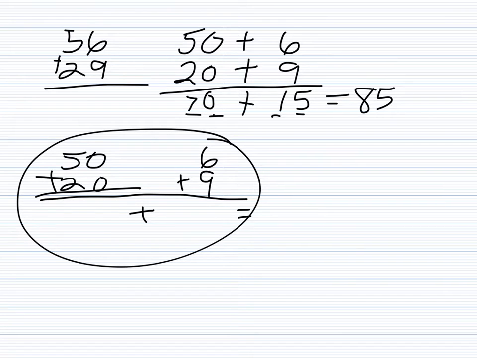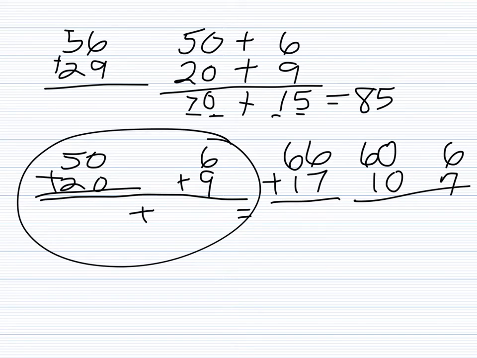So here's another problem if you wanted to try that this way. You can go ahead and pause it and see if you want to try that one. So I wrote down what the problem would be if it was in place value. The 66 would be 60 tens and 6 ones, and then 17 would be 1 ten and 7 ones.